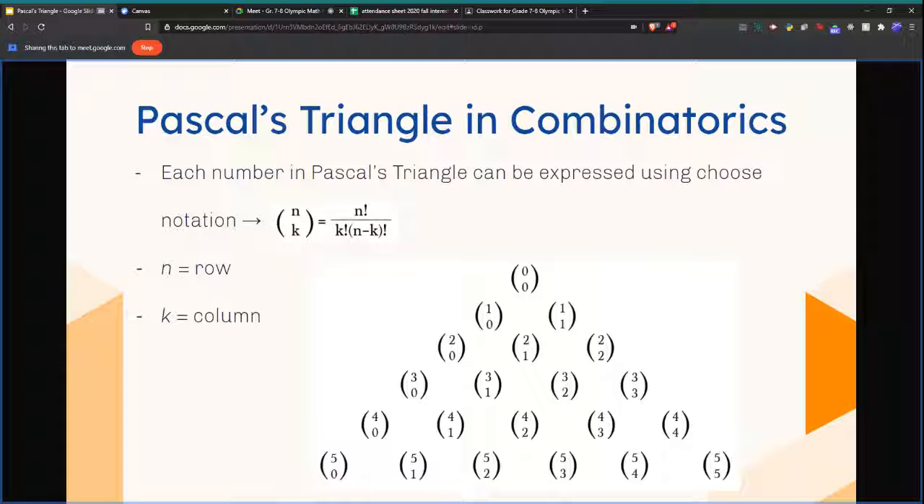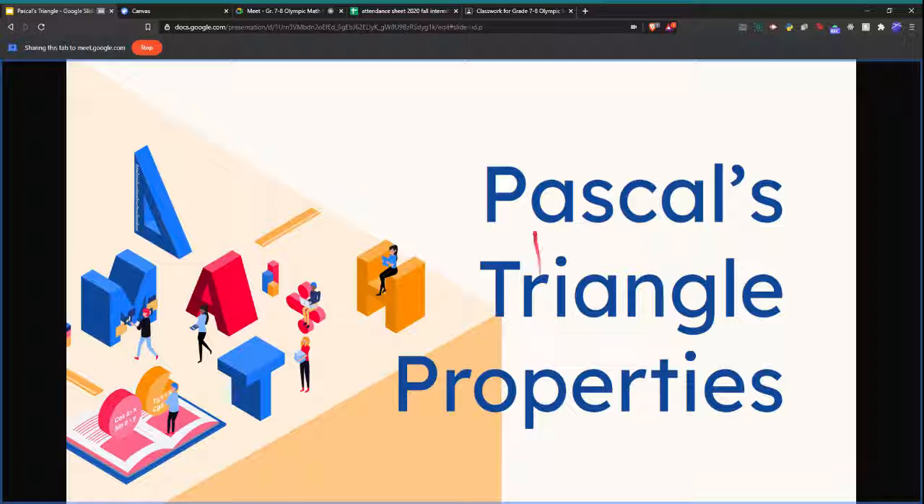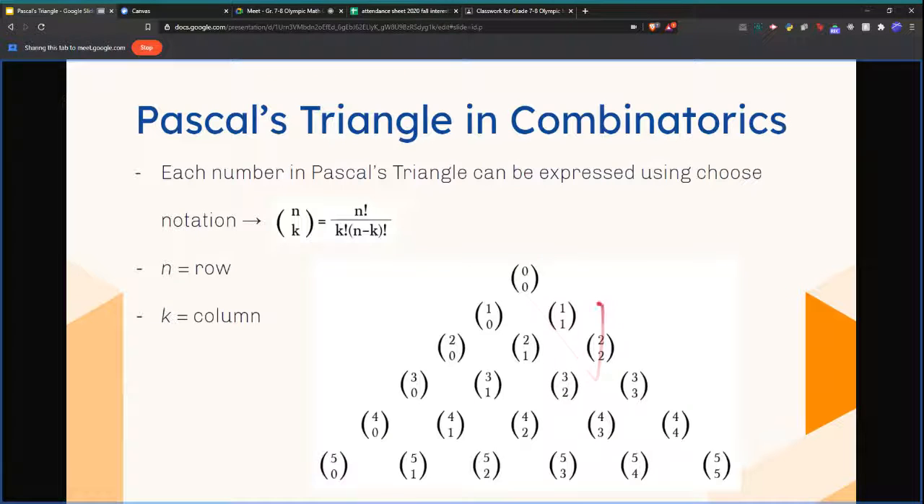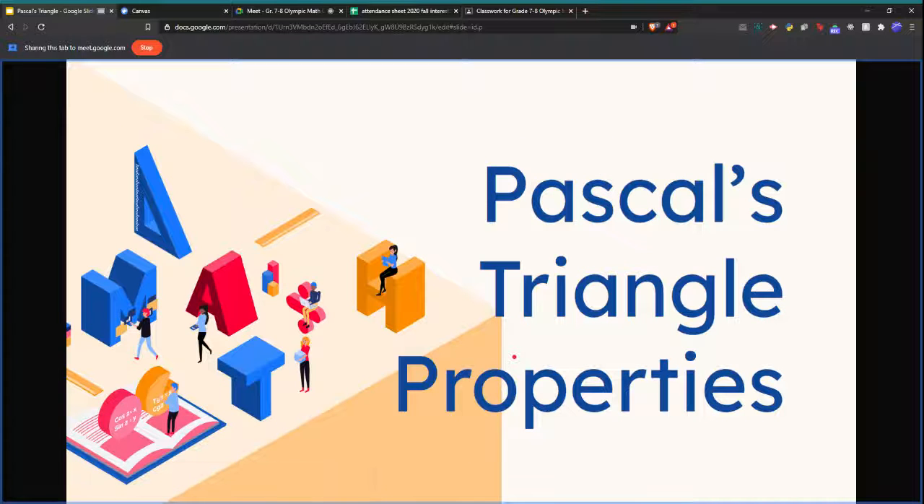No questions? Okay, let's move on. From this Pascal's triangle in particular, the triangle with the n choose k notation, we can come up with many different properties. So we're going to look at some Pascal's triangle properties in the next few slides.